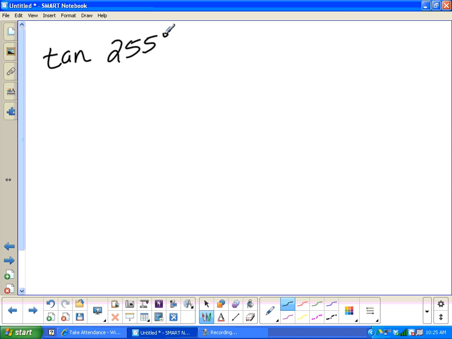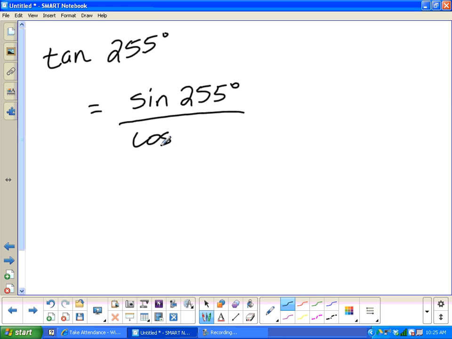Okay. All right. So now we're going to cheat a little bit. We're not going to use the tangent formula. We're going to use the sine over the cosine. So we're going to do the sine of 255 over the cosine of 255. Okay. So there again, on a test question, I would have asked you previously what the sine was and what the cosine was, so you wouldn't have to redo it.